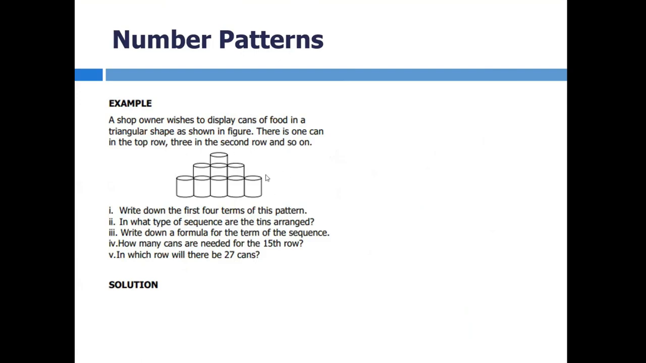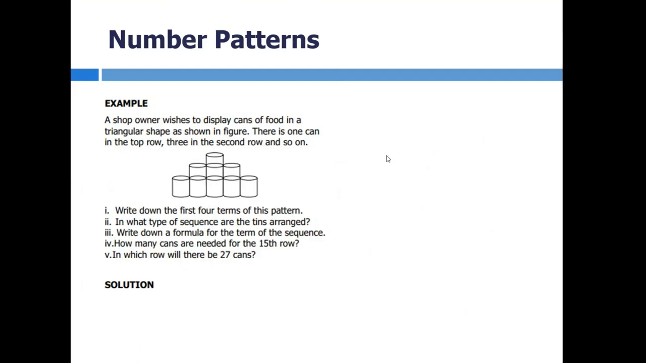A shop owner wishes to display cans of food in a triangular shape as shown in the figure below. There is 1 can on the top row, then 3, 5, 7. So we are dealing with 1, 3, 5, 7. Thank you, Natalia. Now, in what type of sequence are the terms arranged? What type of sequence is this?